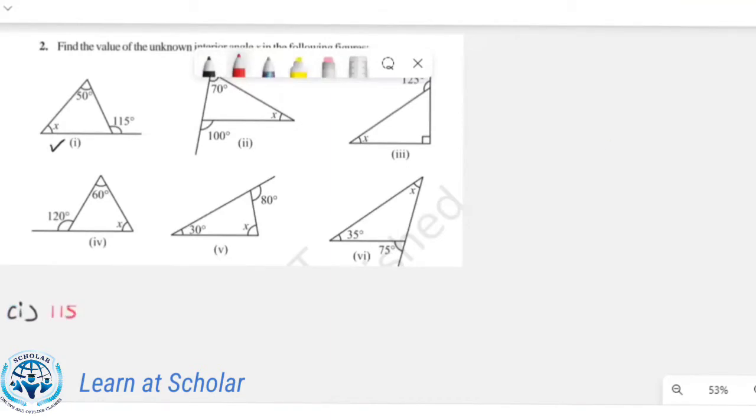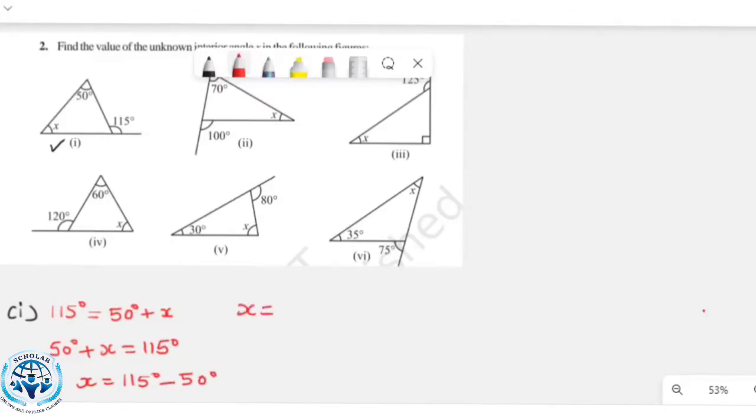Find the value of the unknown interior angle in the following figures. In the first one, the exterior angle is given. You have to find out the interior opposite angles. 115 degree is the exterior angle. It is the sum of the interior opposite angles. The unknown angle is x. You can find out this angle easily by knowing the exterior angle rule.